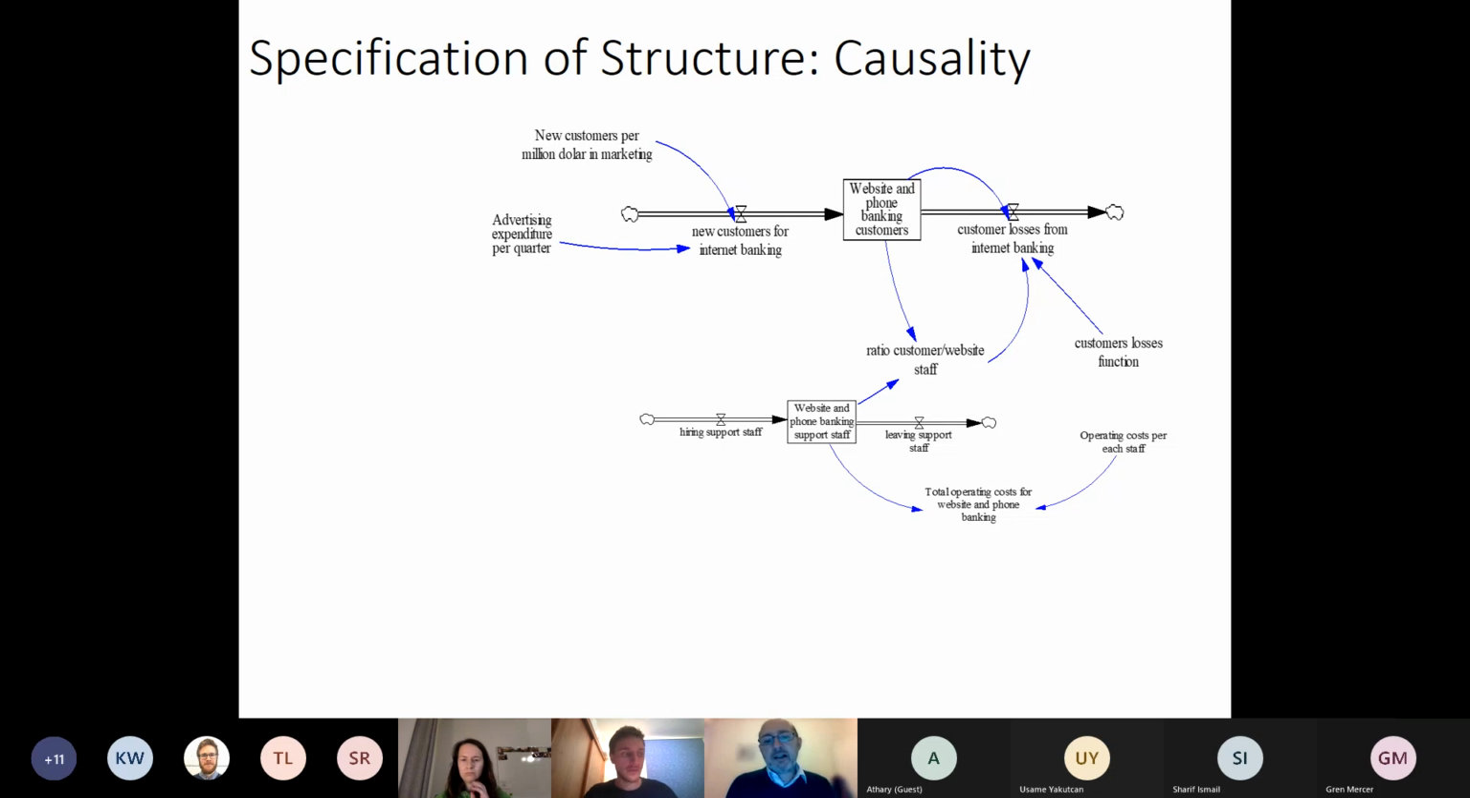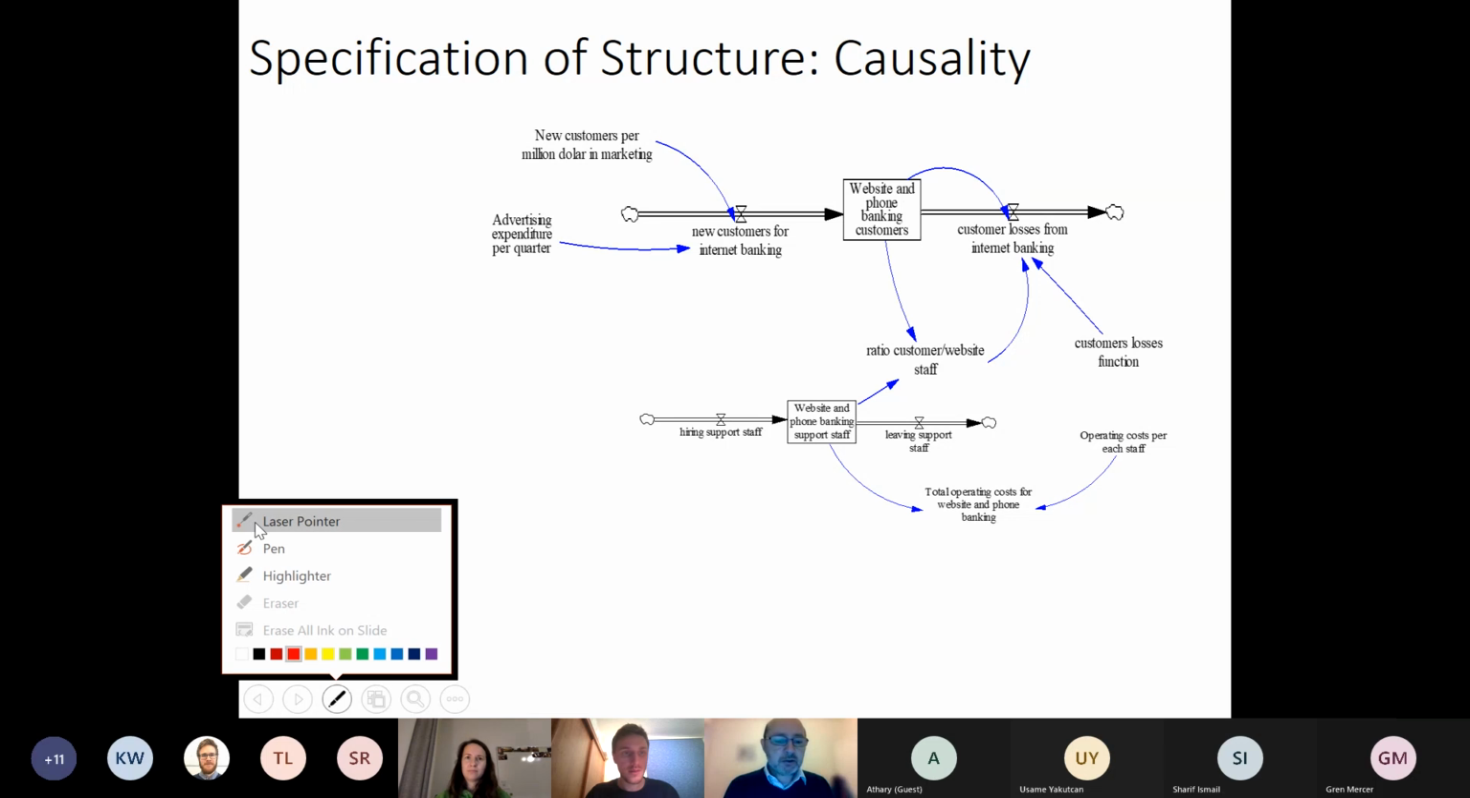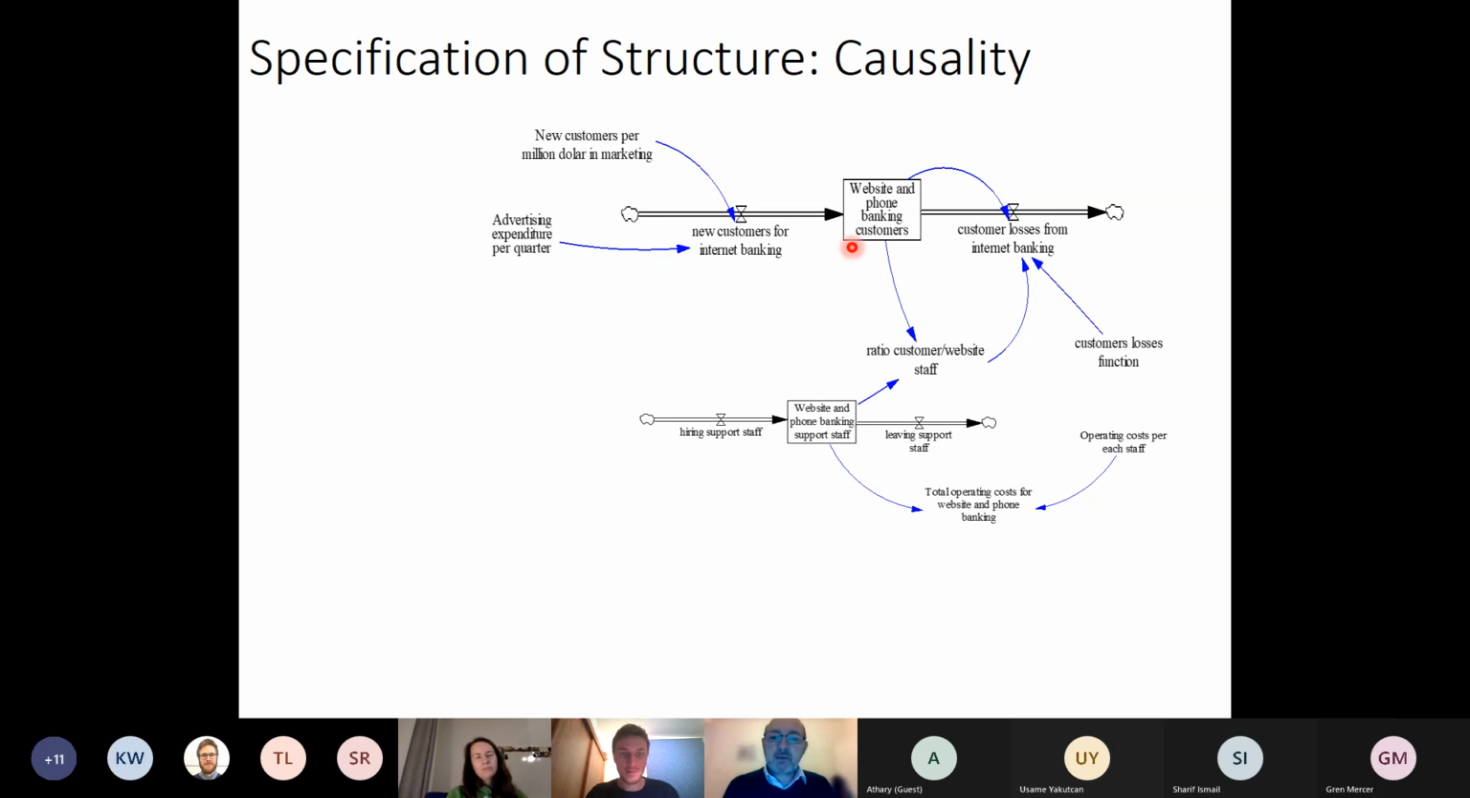So this is a model about a bank, right? A very simple model of a bank where you have on one hand the accumulation of customers, right? We call them website and phone banking customers. And you have on the other hand the accumulation of staff, right? People who provide support to the customers. It's a very abstract and high-level representation of this company, right?